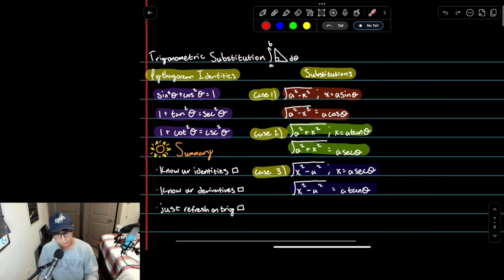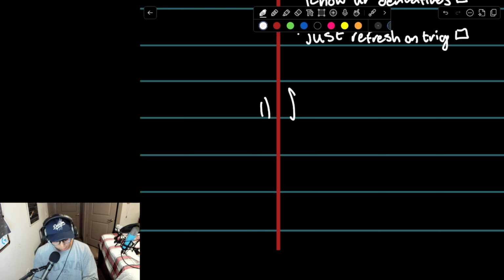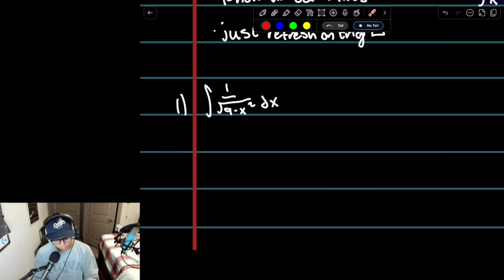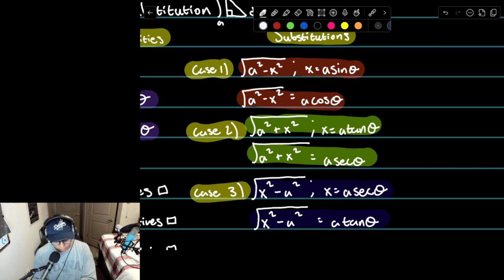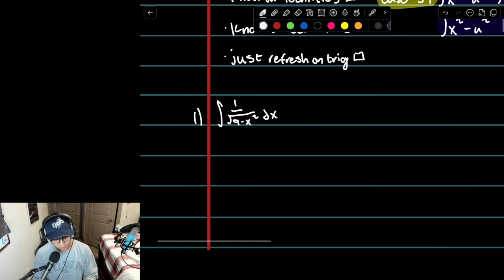So let's get onto our first problem. Let's say our first problem is the integral of 1 over the square root of 9 minus x squared dx. The first thing you should notice is that in the denominator, there's a 9 minus x squared under a square root. And so let's see what we can substitute here. Since we're given 9 minus x squared under the square root, we can match that with our sine of theta, which is an a squared minus an x squared. So that's the substitution we will use.